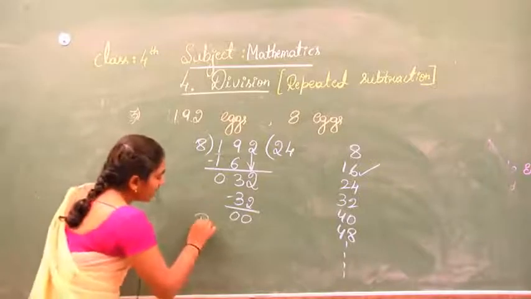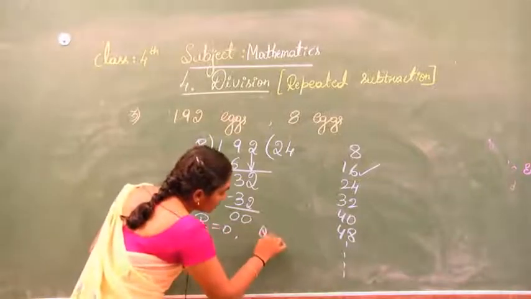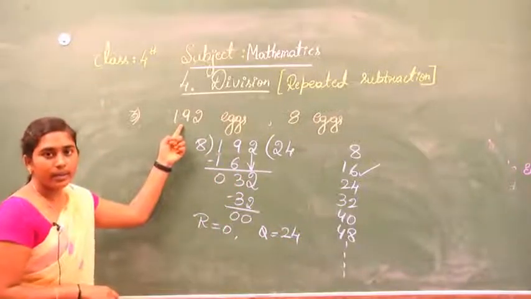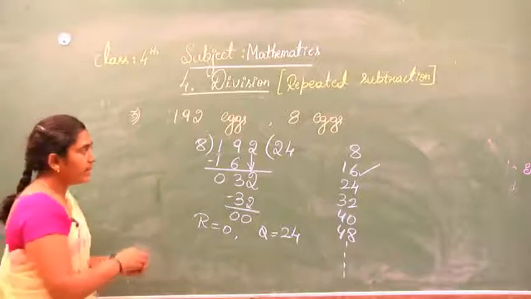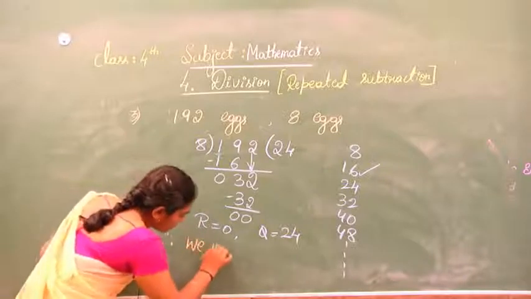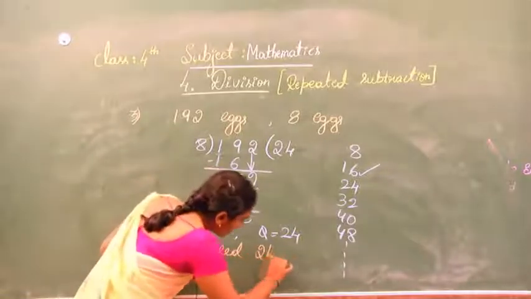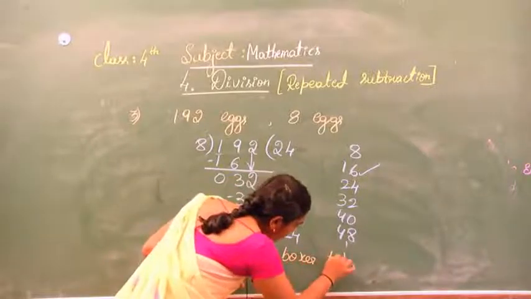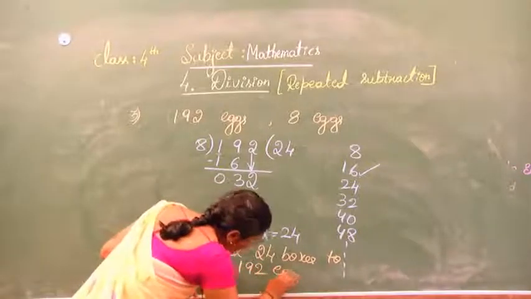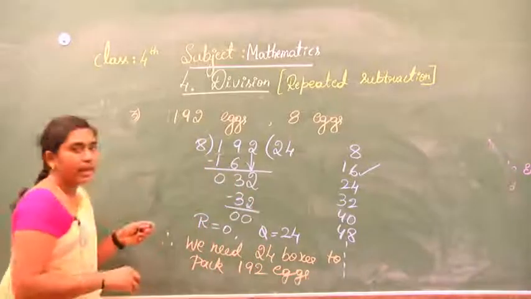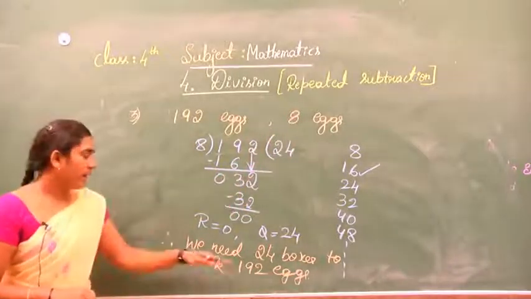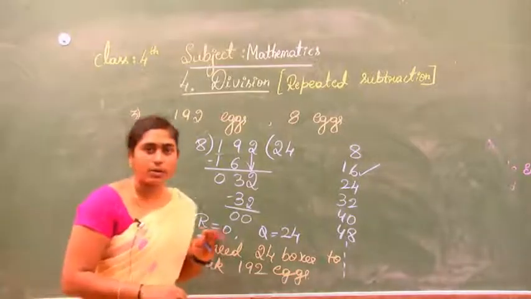Now by this, tell me how many boxes you will need to pack 192 eggs? You will have how many? 24 boxes. We need 24 boxes to pack 192 eggs. How many eggs should be there in each box? In each box 8 eggs are packed and we need 24 boxes to pack.